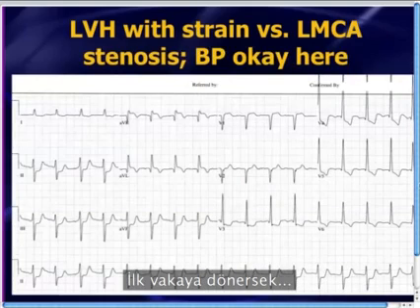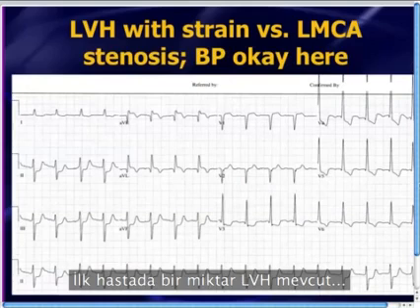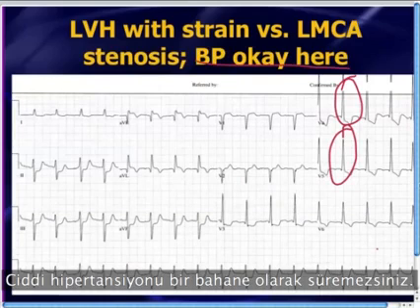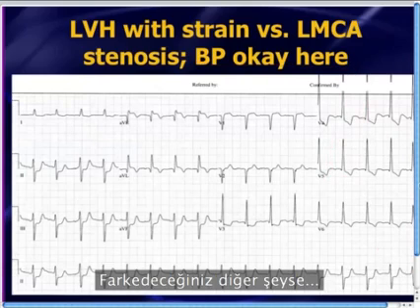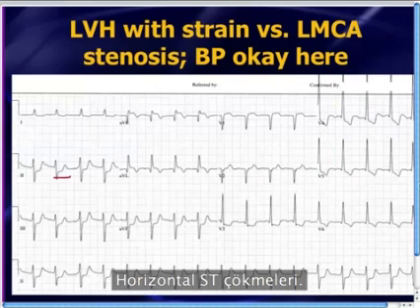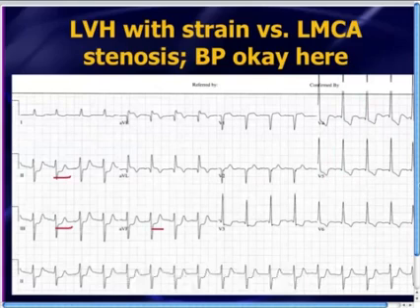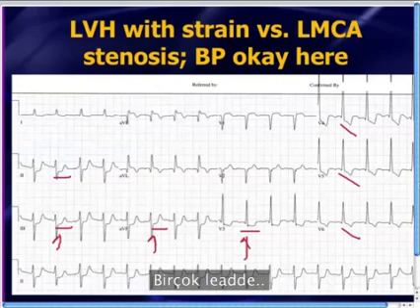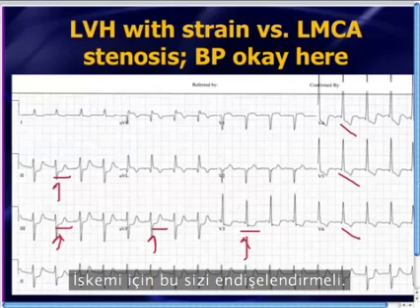Going back to the original case, the original patient has some degree of LVH as well. It's not nearly as bad. But the reason you'd need to worry about this patient for sure, number one, the blood pressure is okay. So you can't use severe hypertension as an excuse for this. And then the other thing that you'll notice is pretty much everywhere you see ST segment depression, see the horizontal ST segment depression ought to really make you concerned. These could be strain patterns, but when you see the horizontal pattern in so many leads, that's got to make you concerned for true ischemia.